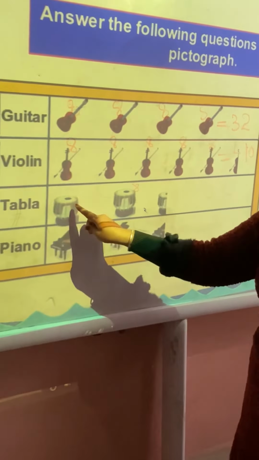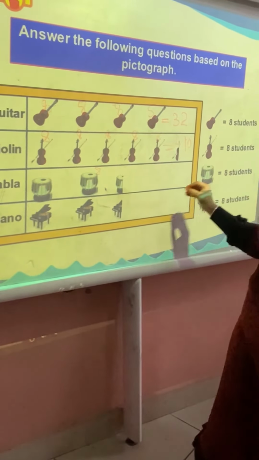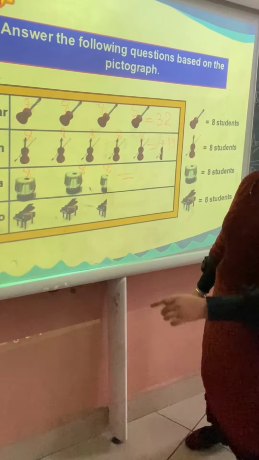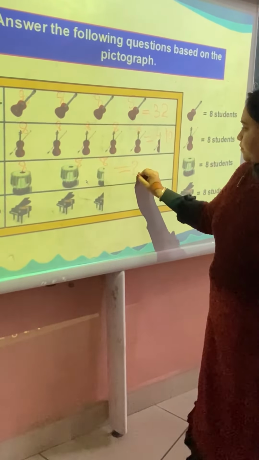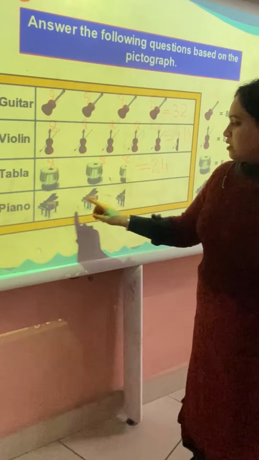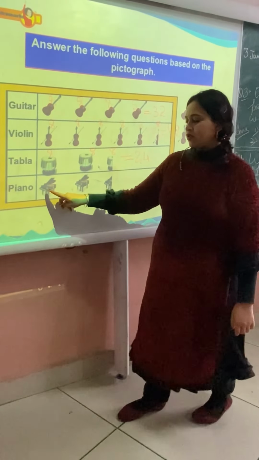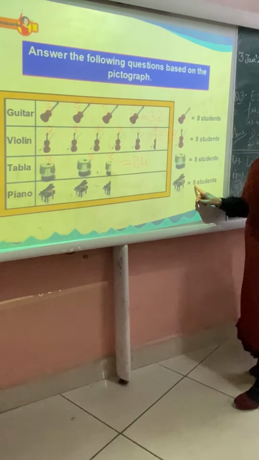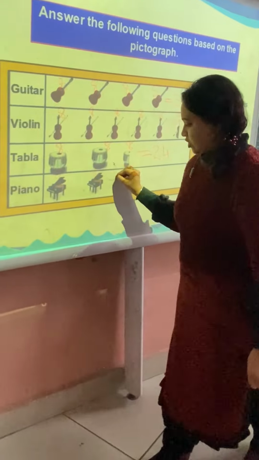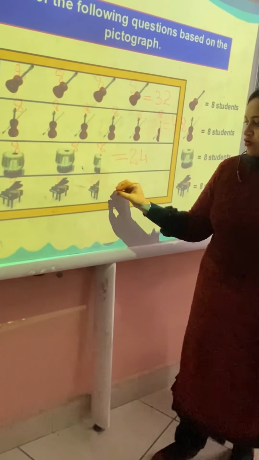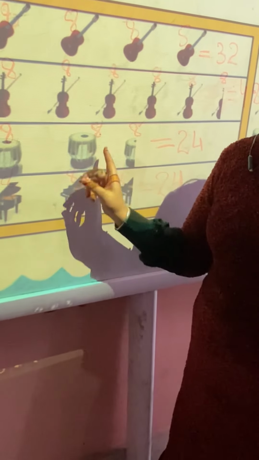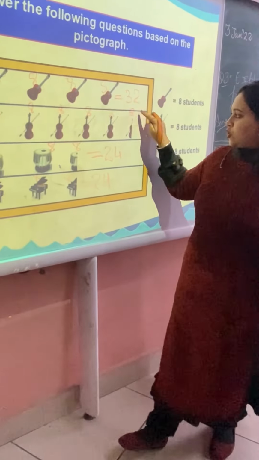Now see tablas. Each tabla is equal to 8 students. Write 8 on each tabla. Then it is equal to 24. Now see piano. How many pianos are there? 3 pianos. And one piano is equal to 8 students. So you will write 8 on each piano and count the total number of pianos. It is equal to 24. This is the way we read the pictograph and mention the total number.